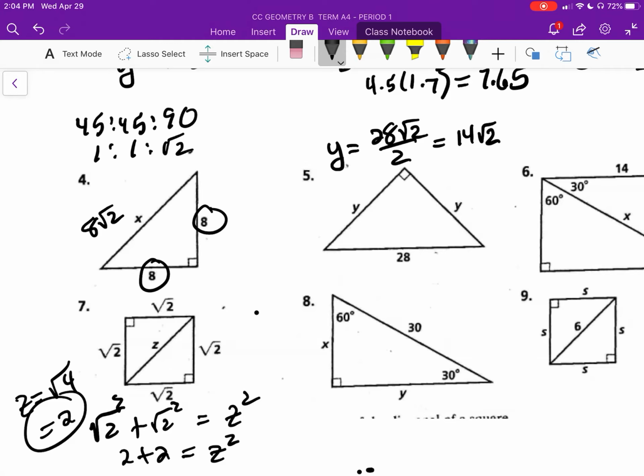If we look at number 8, we've been given the hypotenuse, so it's pretty easy to get x. X is going to be half of that, so that's 15. And the side opposite the 60 is going to be 15 times the square root of 3.